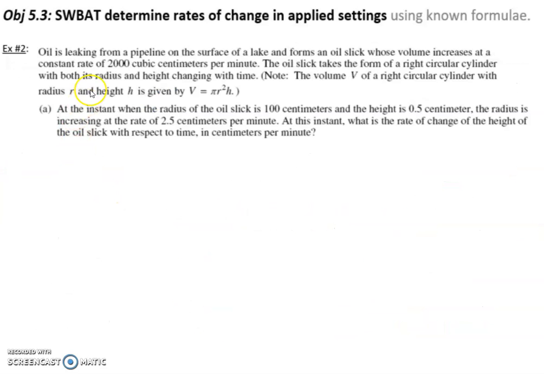All right, our next example. This is an actual AP problem. They say oil is leaking from a pipeline on the surface of a lake and forms an oil slick whose volume increases at a constant rate of 2,000 cubic centimeters per minute. The oil slick takes the form of a right circular cylinder with both its radius and its height changing with time. So, in case you didn't know it, they then gave you this formula. So we are, of course, going to need the formula volume is equal to pi r squared h. I know I haven't even read this yet, but bear with me.